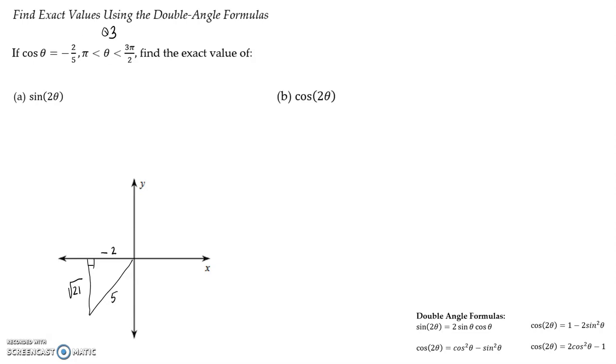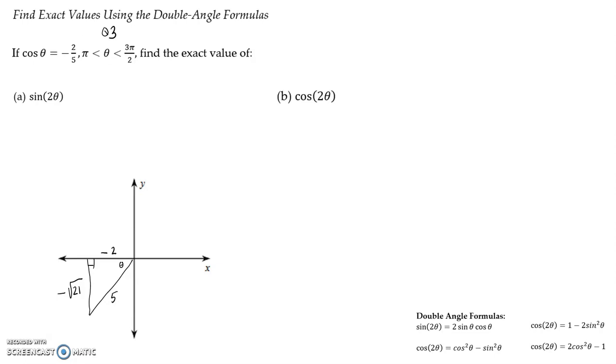Hopefully you ended up with radical 21 as your answer. Keep in mind that this sits on the negative y-axis portion, so it should be a negative value when you put it on your triangle. Now let's go ahead and take a look at part A.